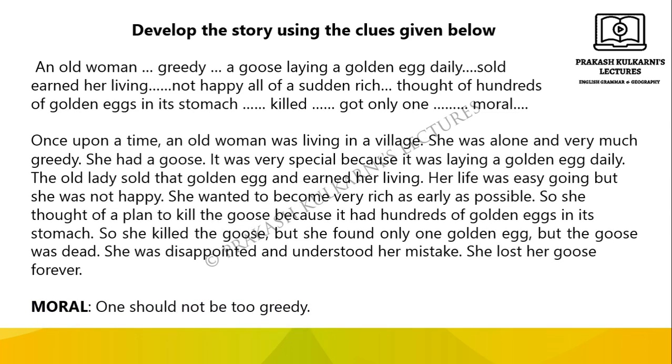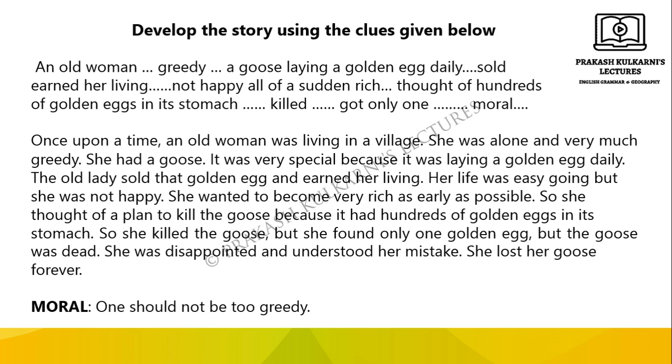Once upon a time, an old woman was living in a village. She was alone and very greedy. She had a goose. It was very special because it was laying a golden egg daily. The old lady sold that golden egg and earned her living. Her life was easy going, but she was not happy. She wanted to become very rich as early as possible.